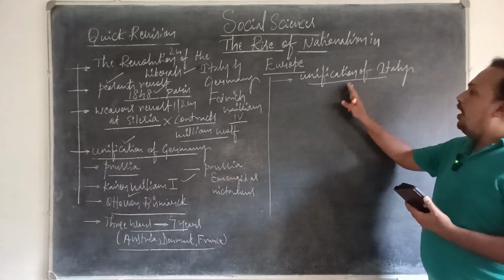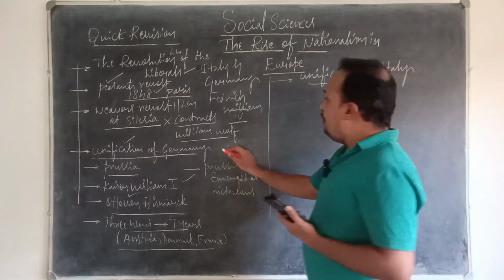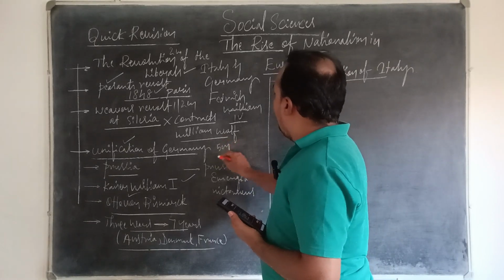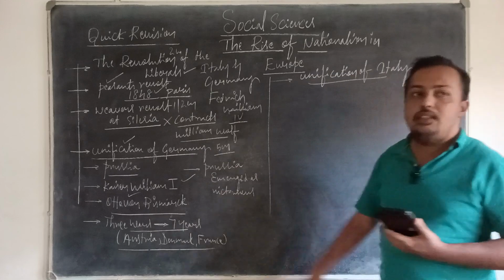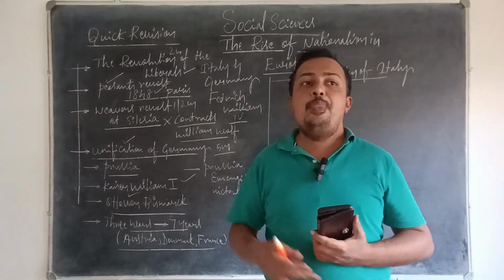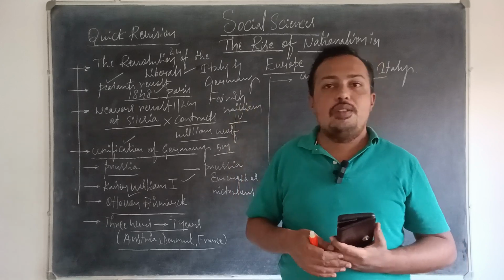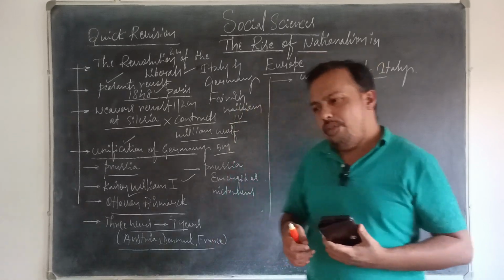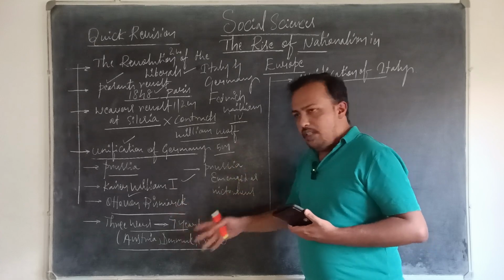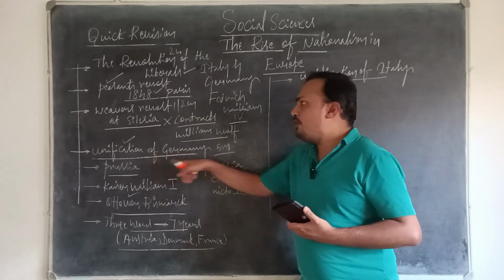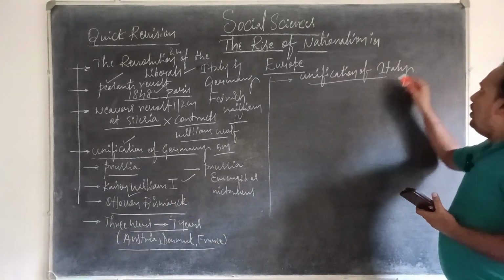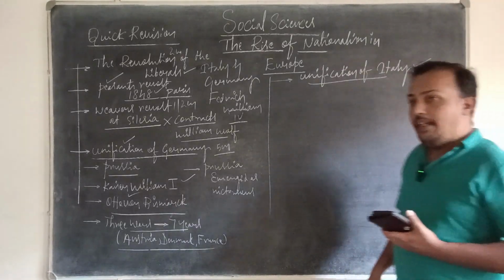And next it is another 5 marks question. So unification of Germany is a 5 marks question. Many times on the board they ask what was the role of Otto Bismarck in the unification of Germany, or explain the process of unification of Germany. So whatever the question may be, these points should be there in your answer. It's a must 5 marks question, unification of Germany. Please don't forget.